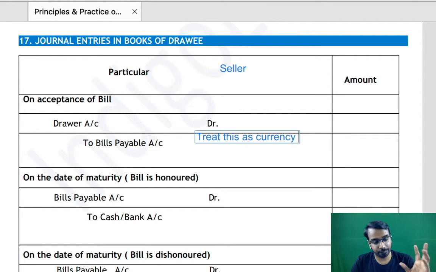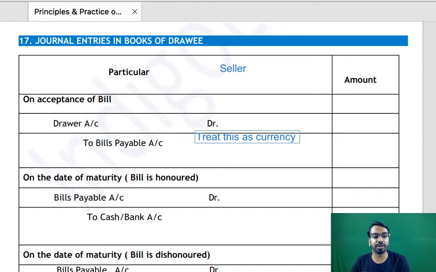Now if the drawer endorses this bill to a third party, I am not impacted, because on the maturity date I have to pay some amount. Whether I pay to X or to Y or to Z doesn't matter. I have to simply honor my bills payable. So if there is an endorsement or a discounting happening, those entries will not come in the drawee's books of account.